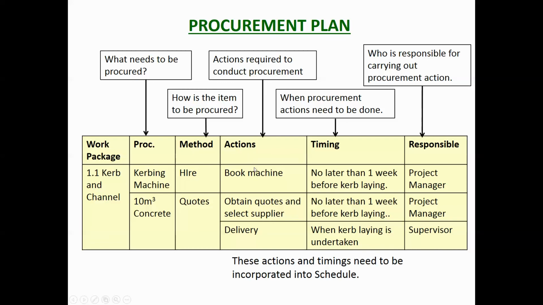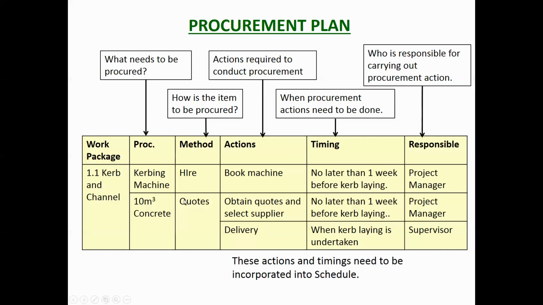The actions: we need to book the machine, and we need to book the machine no later than 1 week before the curb laying. In other words, we need to book it in, and the project manager needs to do this. So you can see that there is a to-do list for the project manager. He says, a week before we're doing the curb laying, I need to book the machine. Now, it's important that he does that, because if on the day of the curb laying you haven't booked the machine, you ring them up and you say, well, can you come today? They're just going to say, well, I'm sorry, we're busy, we're doing something else. So you need to allow for booking things in.